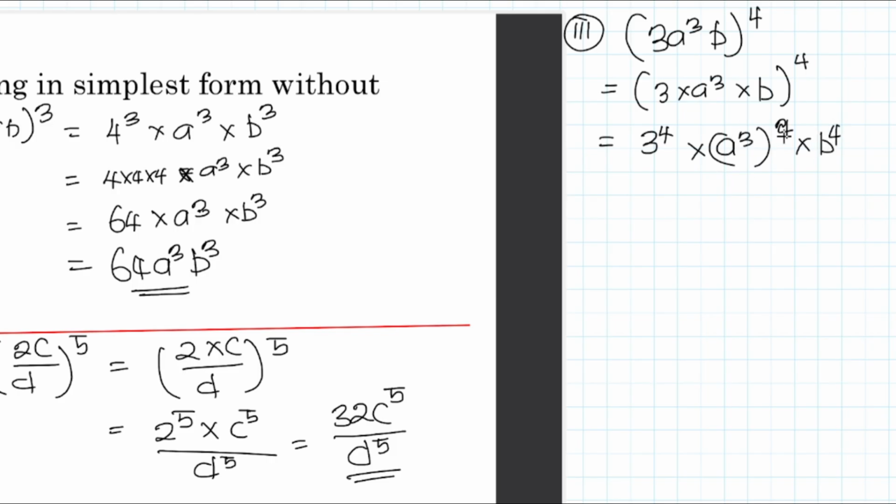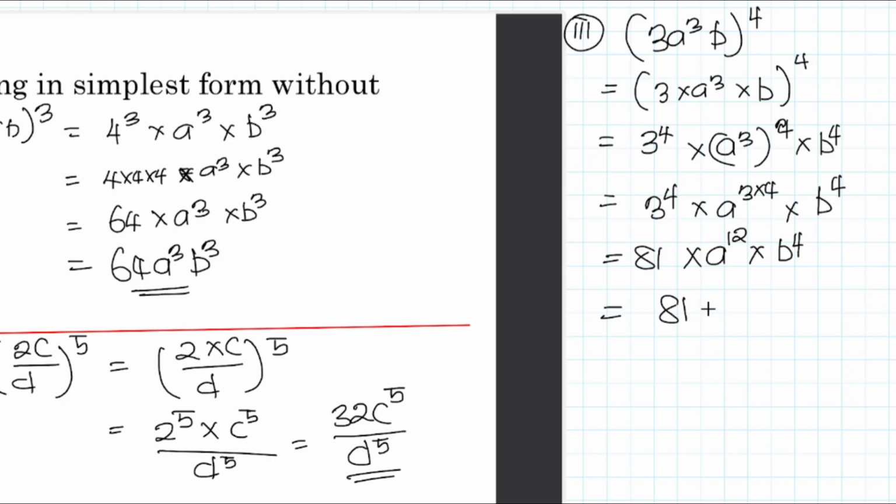So we apply the product law to that of a. So we have 3 raised to power 4 times a raised to power 3 times 4 times b raised to power 4. Hope you understand what is happening there. So 3 raised to power 4 is 3 times 3 times 3 times 3, 4 times. So that will be 81 times a. 3 times 4 is 12. B raised to power 4, okay?